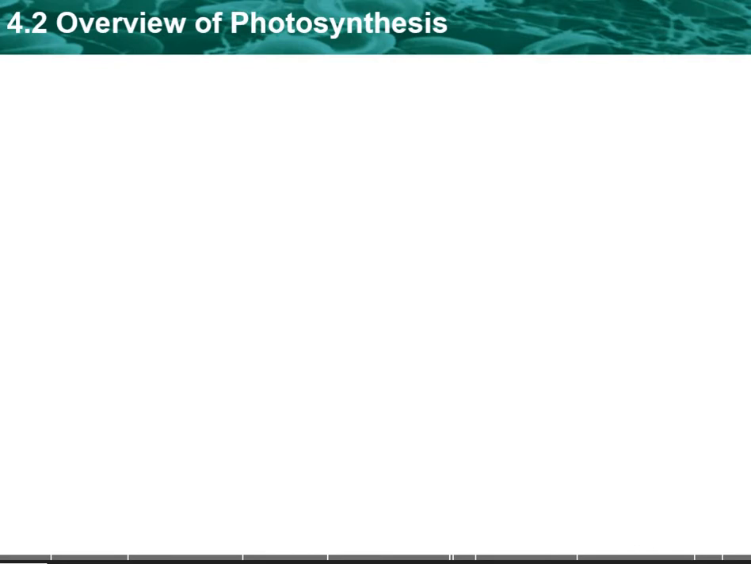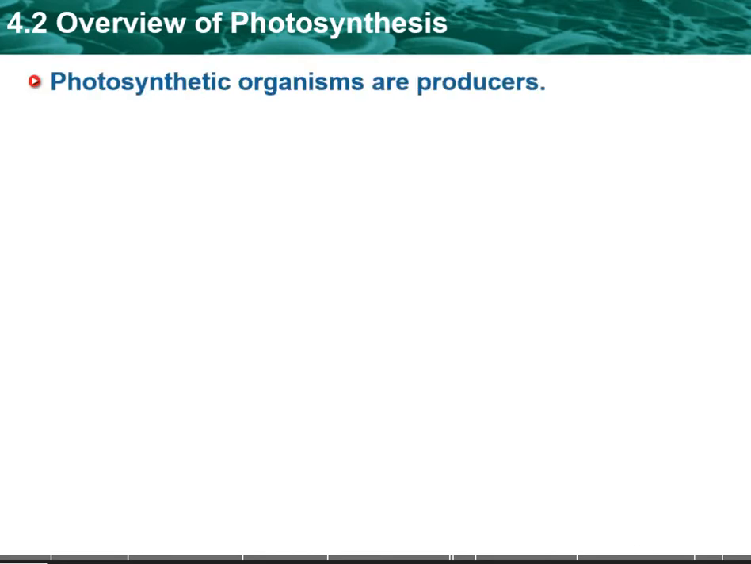So when we talk about photosynthesis, photosynthetic organisms are producers. We talked about that before. Producers are, once again, organisms that make their own source of chemical energy. So they've taken it from the sun or from some source like chemicals, if you're talking about chemosynthesis, and make it into an energy that they can use.